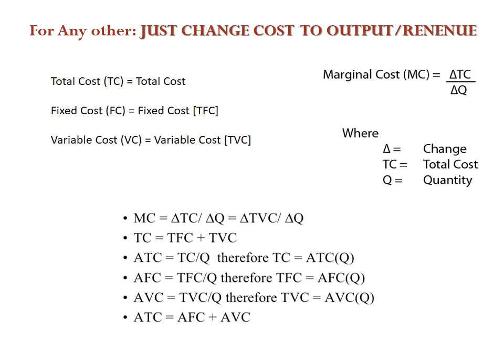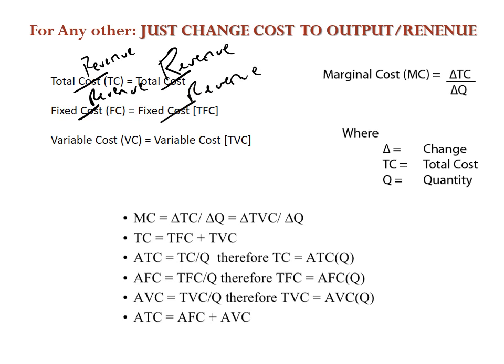Now, say we want to talk about output or revenue. All we have to do is change your cost to output or revenue. So instead of calling this total cost, we'll call this total revenue, the total money you're making. Your fixed revenue is the revenue you make regardless of whether you're selling or not. Variable revenue depends on how much you're producing and selling. It's the same thing. All you have to do is substitute that.